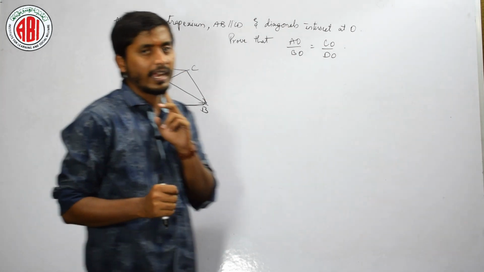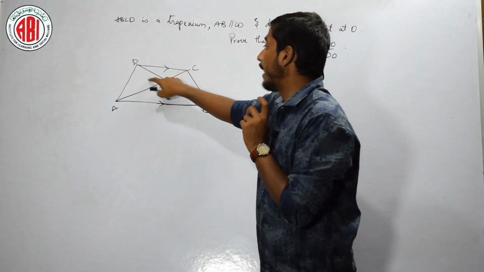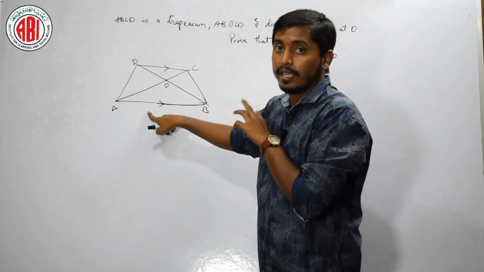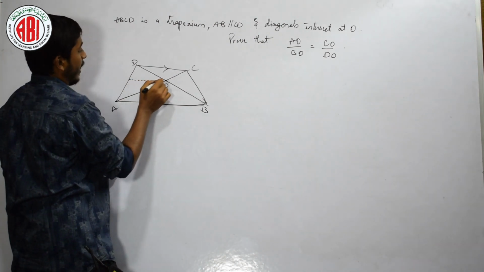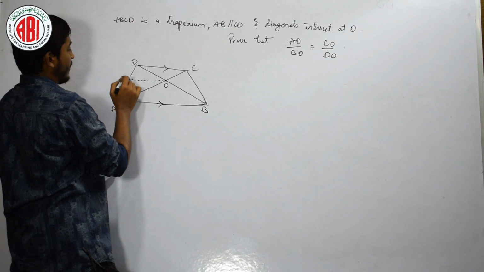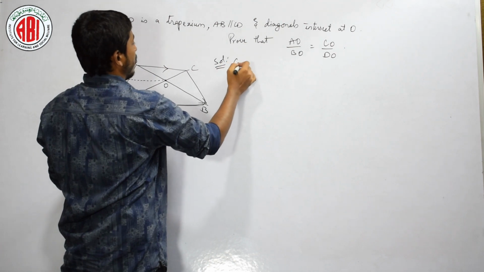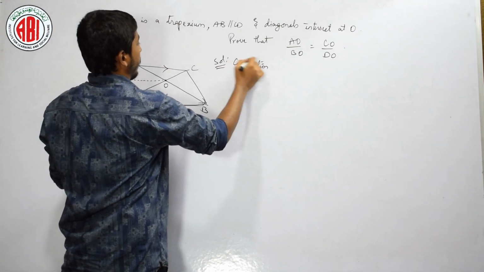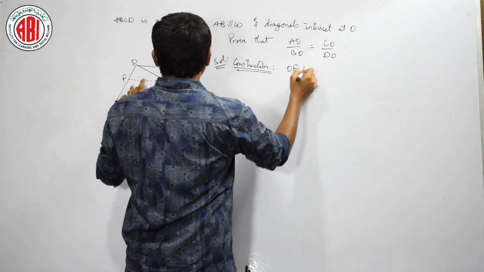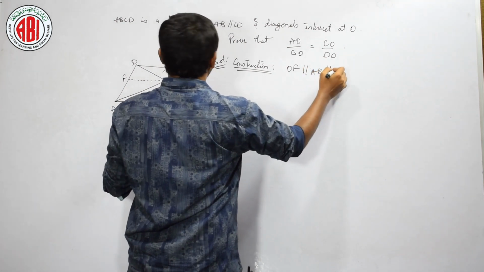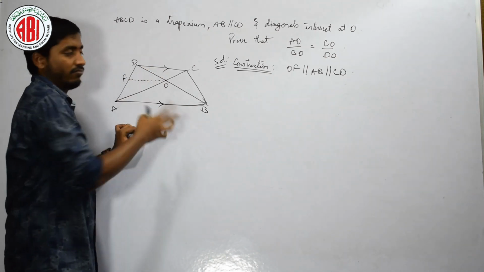How to prove it? We can get the ratio between AO and CO if there is a parallel line between these. Can I draw a parallel line here? Let us assume a point F. For the construction, we draw OF parallel to AB, which is also parallel to CD. OF parallel to either CD or AB, we can do anything.